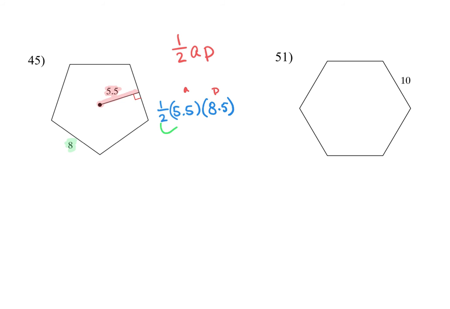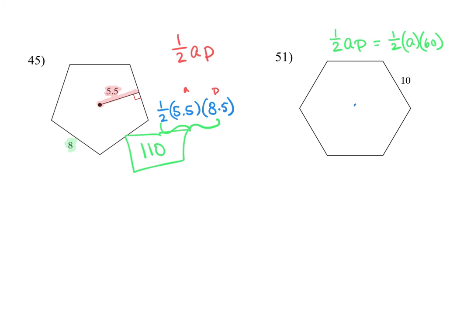Now the next one requires a little bit more work. For this one, they gave me a side. So the perimeter's easy. So if I'm using that formula, I already know my perimeter. Yes, that's 6 sides, and it's 10, so my perimeter here is 60. What I do not have is my apothem.